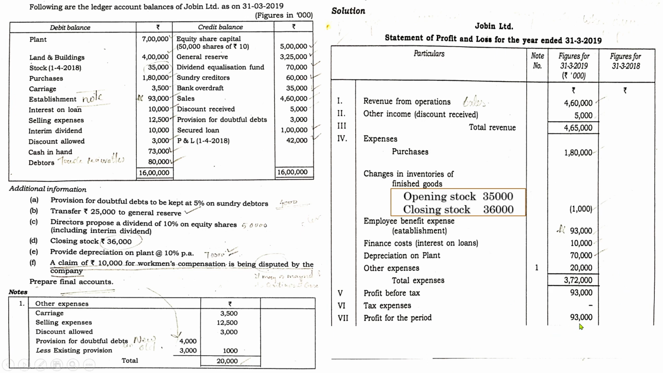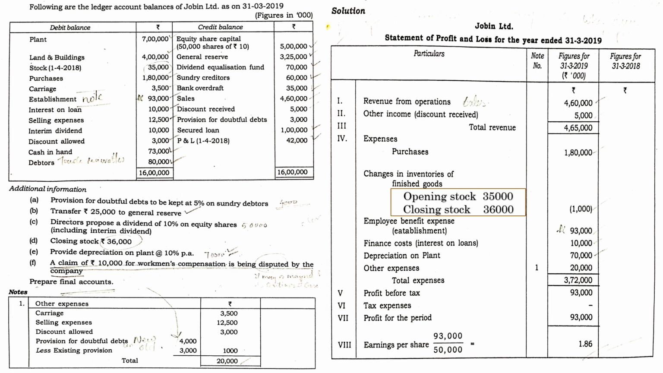Now what do we have to do with the profit for the period? This amount belongs to the owners of the company, or else we can say shareholders of the company. So we have to distribute the same to the existing shareholders. So find out the total number of shareholders during the period. In the question it is given there are 50,000 equity shareholders. So show those items. Earnings per share equals 93,000 divided by 50,000, which is 1.86. So this is how you have to deal with a practical case.